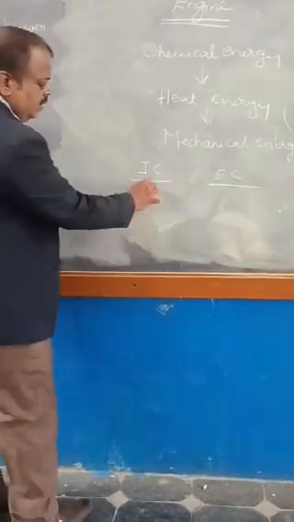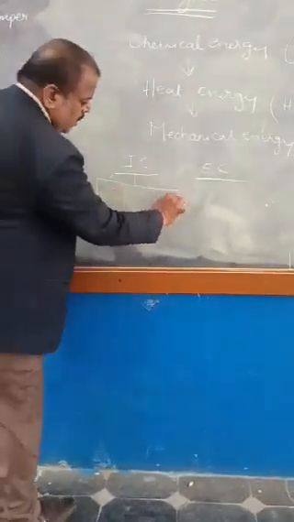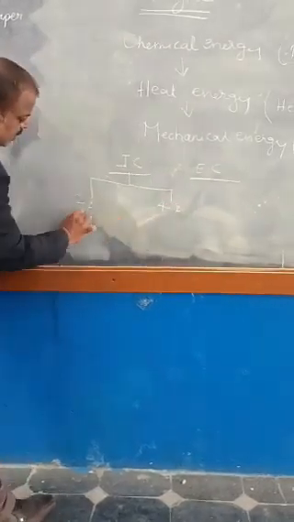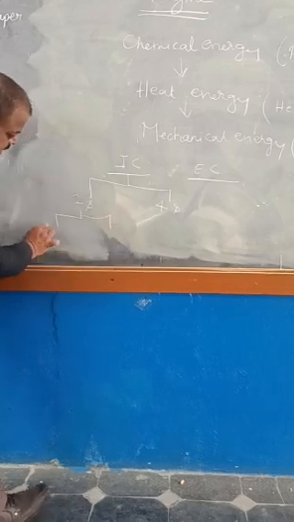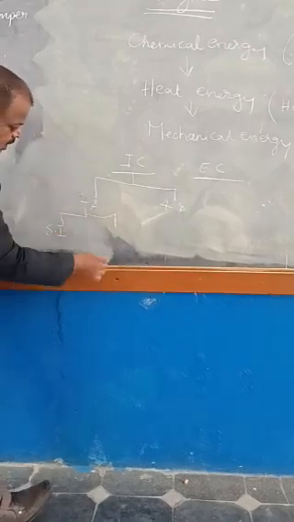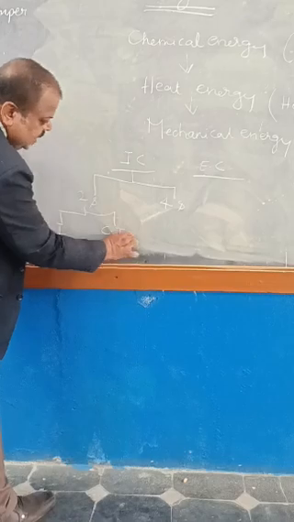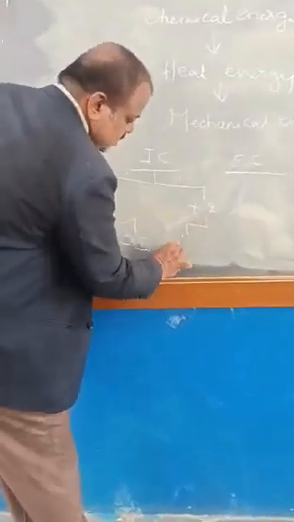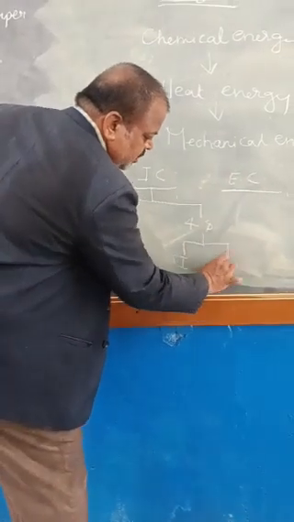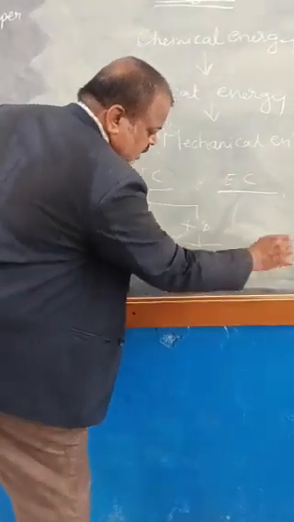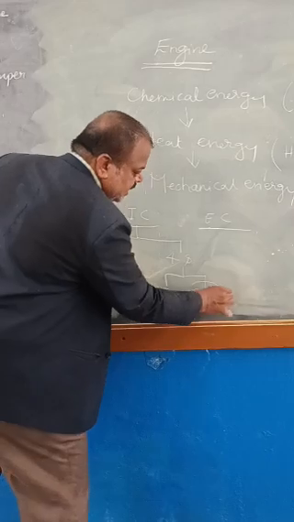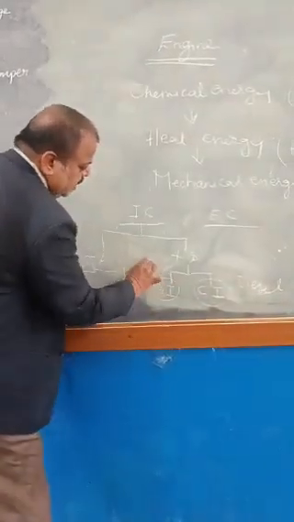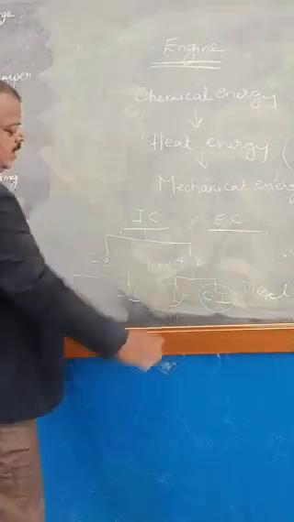Again, coming to the internal combustion engine, there are two types, that is the 2-stroke engine and the 4-stroke engine. This 2-stroke engine can be divided into two types: one is the SI engine, that is the petrol engine, or the compression ignition engine, or diesel engine. Again, the four-stroke engine is divided as spark ignition, that is the petrol engine, or compression ignition, that is the diesel engine.